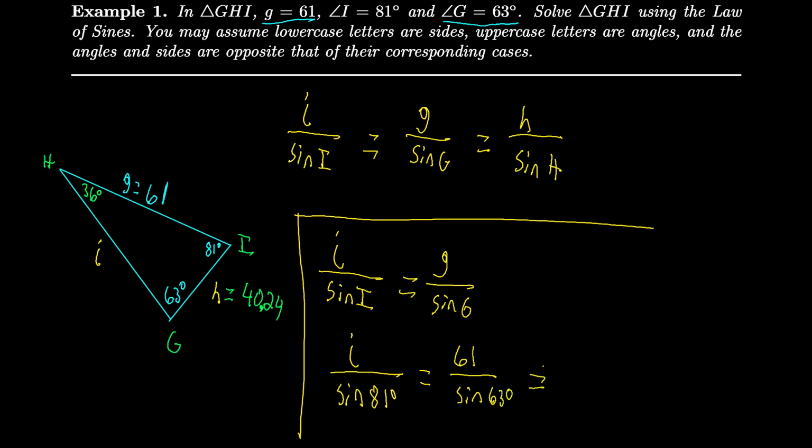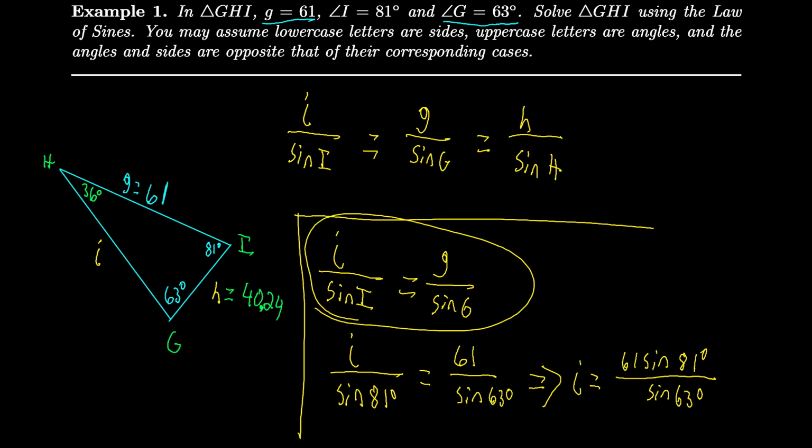And yet again, we just solve. So I equals, multiply both sides by the sine of 81. And you have 61 times the sine of 81 degrees over the sine of 63 degrees. Now, if you've done this at this point, you probably still have that last thing sitting there in your calculator. And you'll notice that when you use a form that looks like this and you're solving for a side, you keep getting this sort of thing over again. Something times the sine of something over the sine of something else.